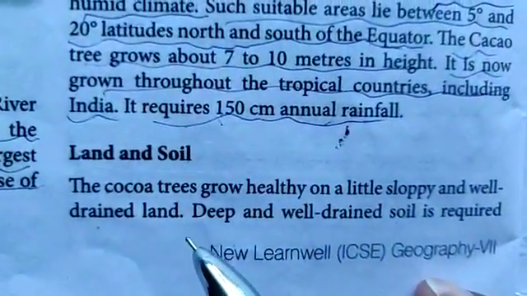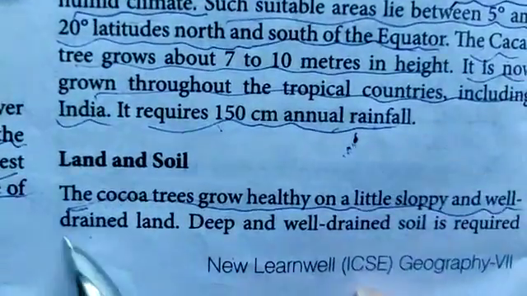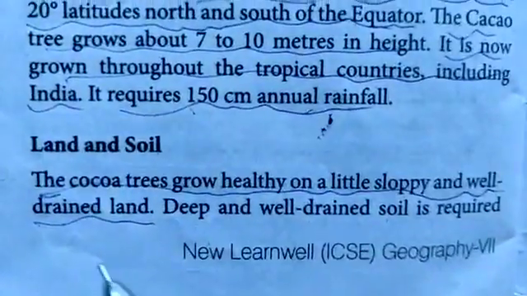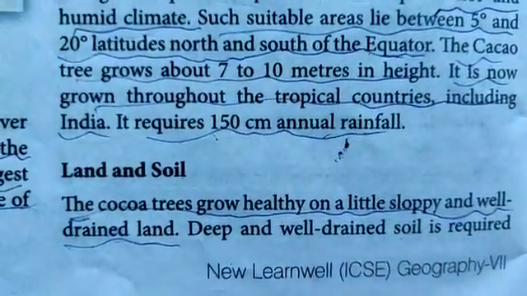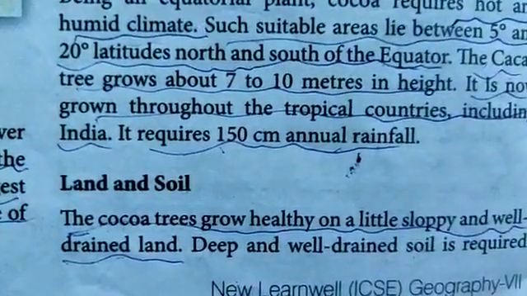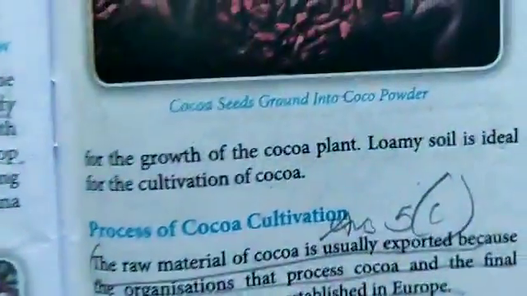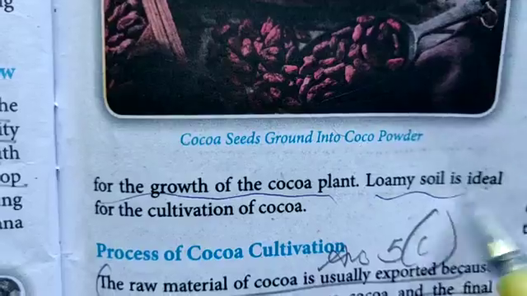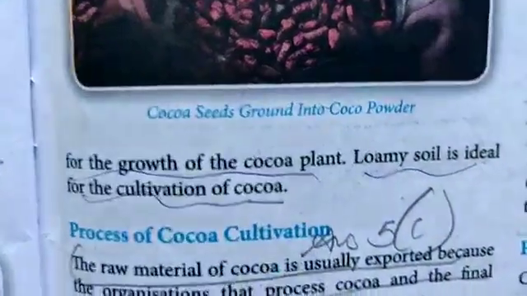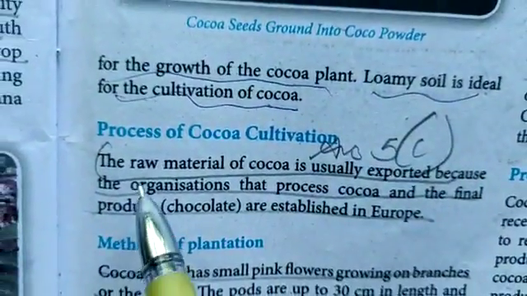Now the land and soil. The cocoa trees grow healthy on a little sloppy and well-drained land. Well-drained means, children, the water should not be stagnant. It should flow away from the roots of the tree. Deep and well-drained soil is required for the growth of the cocoa plant. Loamy soil is ideal for the cultivation of cocoa. Now, process of cocoa cultivation.